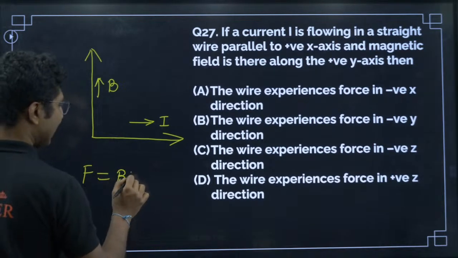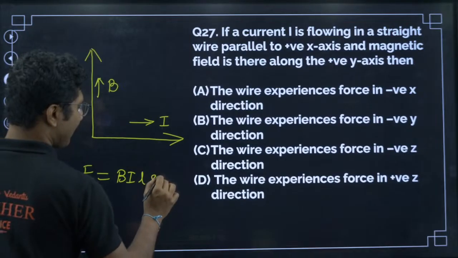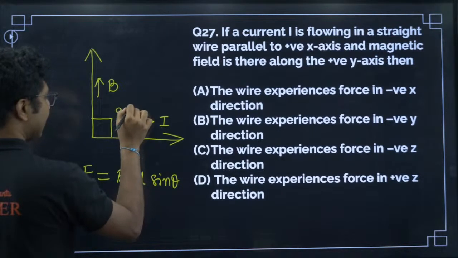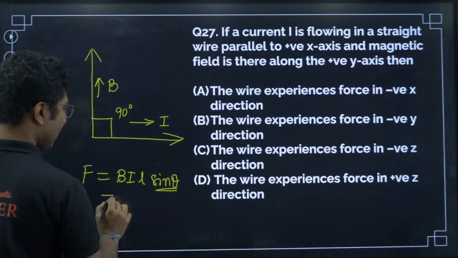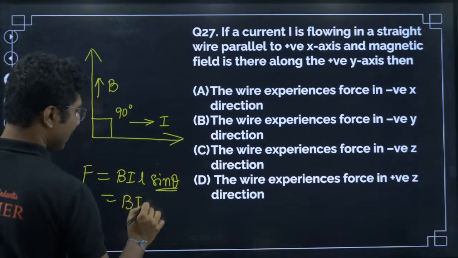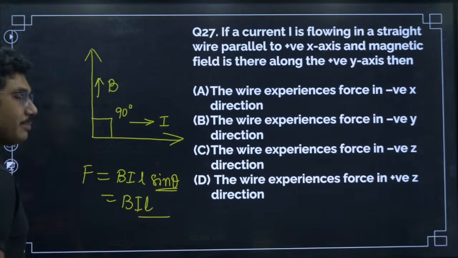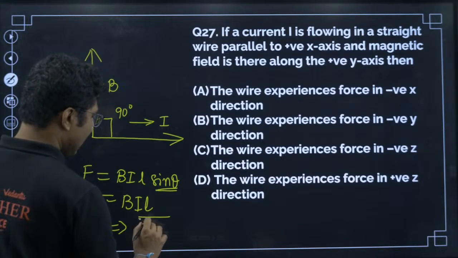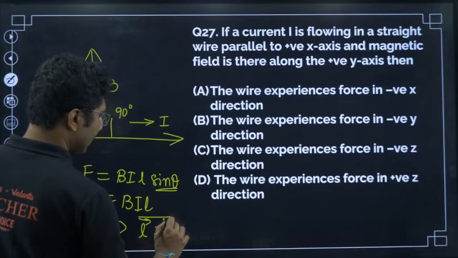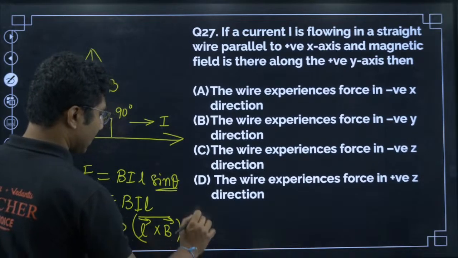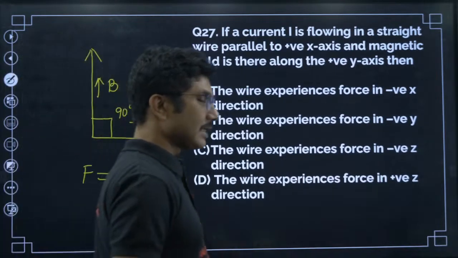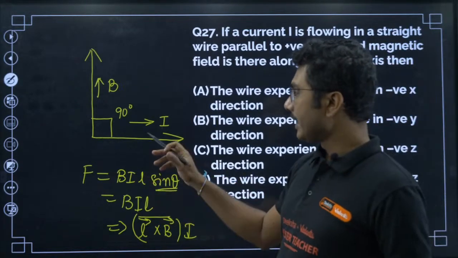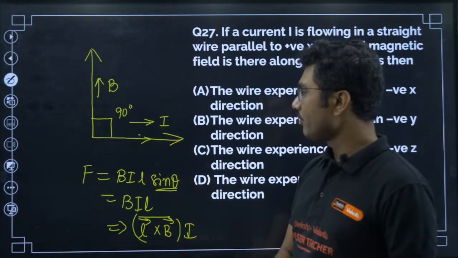It is BIL sin theta. Okay, in this case theta is 90 degrees. So, 90 degrees means sin theta is 1. So, it is only BIL. Okay. So, the force is BIL. Also, it is I times L cross B. I is not a vector quantity. Okay, you have to understand that current is not a vector quantity, length is a vector quantity. The direction of length is taken in the direction of current.